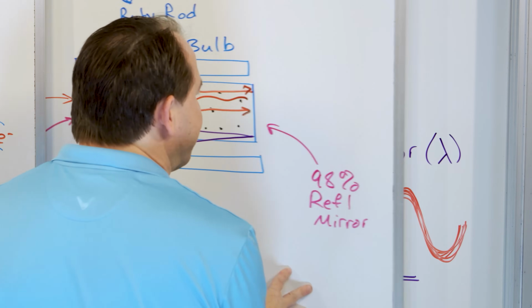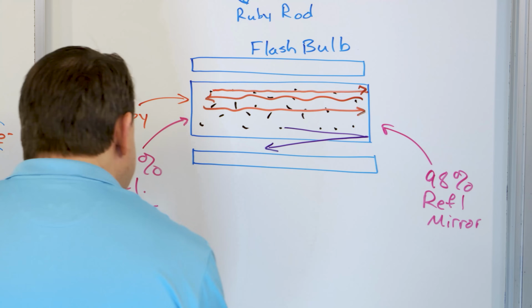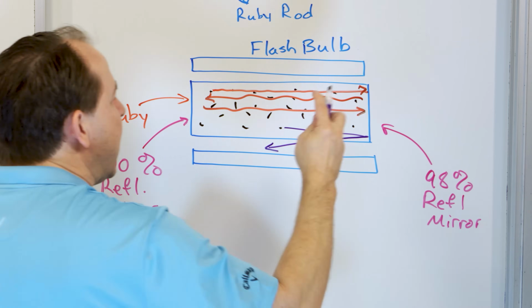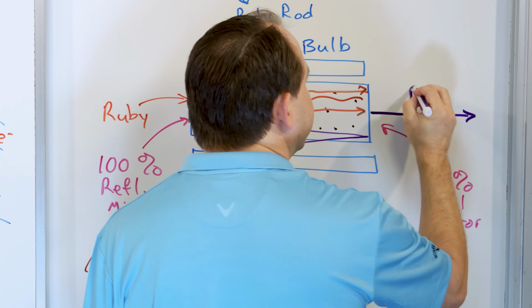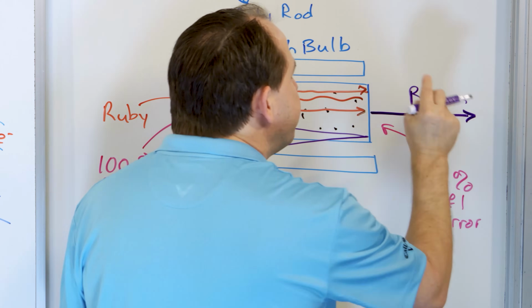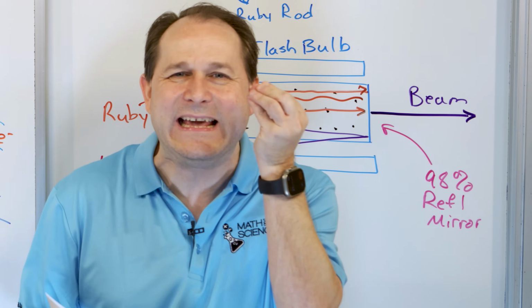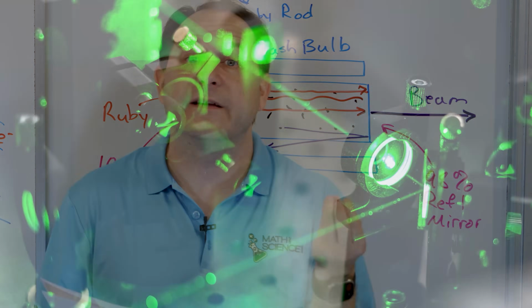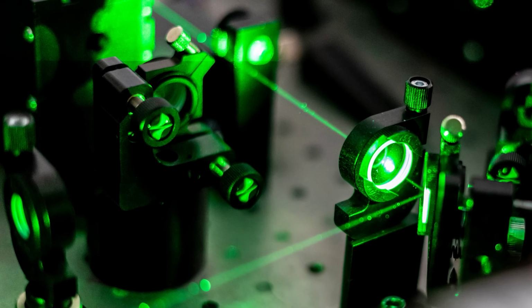And what happens is, because this mirror is only 98% reflective, and everything is reflected on this side, eventually you're going to get a pencil-thin beam that comes out this way. This is the beam. So the beam that comes out of the end of a laser is actually just the leaking light that comes out of one end because it's only 98% reflective. That is basically how the laser works.